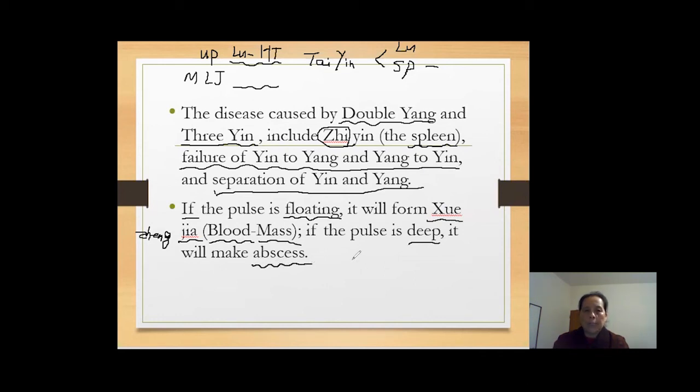So because yin yang couldn't communicate with each other, it is blocking. When they are blocking, they may cause blood stasis. They may change into some heat because they couldn't communicate with each other. So that's where the illness comes from.